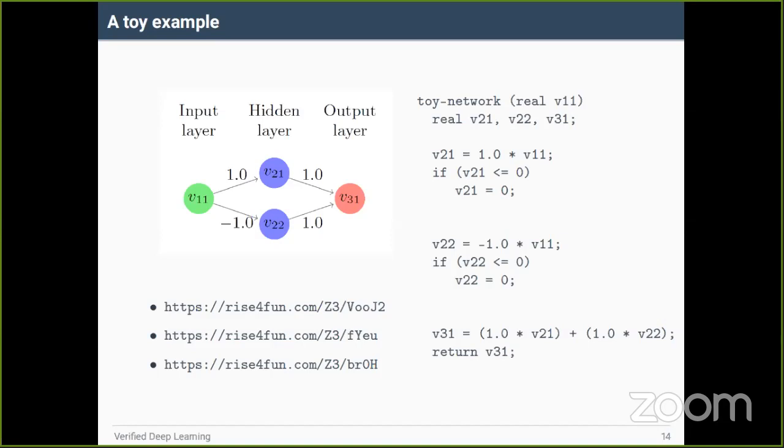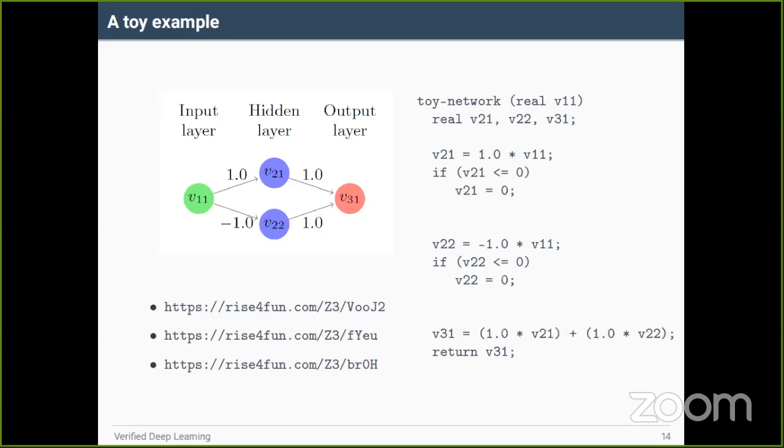What this means is that if v21 is less than or equal to 0, then it should be set to 0. Otherwise it should be left as it is. Similarly, v22 is -1 times v11, and once again, if it is less than 0, we make it 0. v31 is nothing but the sum of v21 and v22, because both the edges have weight 1 and there's no activation function there. So you simply return v31, which is your output.